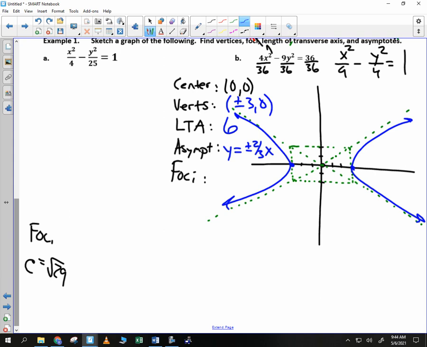All right, so foci are C units from the center. What is my equation to determine C? A squared plus B squared is C squared. I love it. All right. Yes. 9 plus 4 is 13. So we got square root 13. So square root 13 is like what? 3.7 or something? So it sits on the inside there. So we got plus or minus the root of 13, 0. Cool.